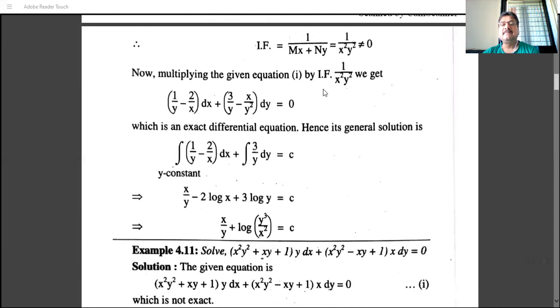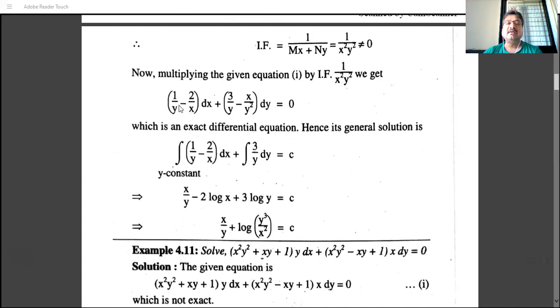So after multiplying by 1 by x square y square, we have this equation 1, and this is an exact differential equation. Now this equation becomes an exact differential equation. No need to verify whether this is an exact differential equation or not.